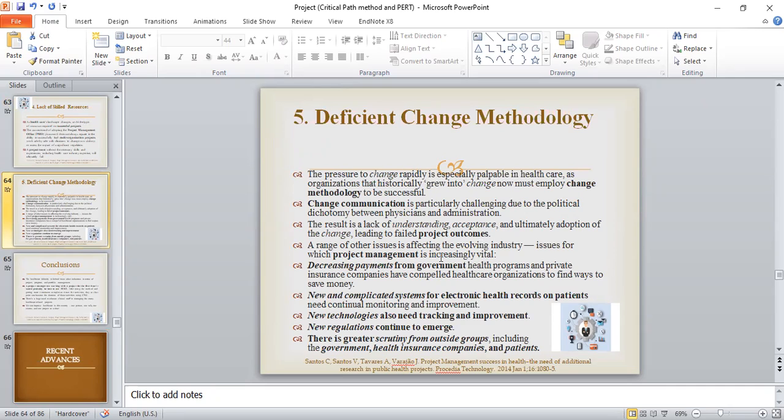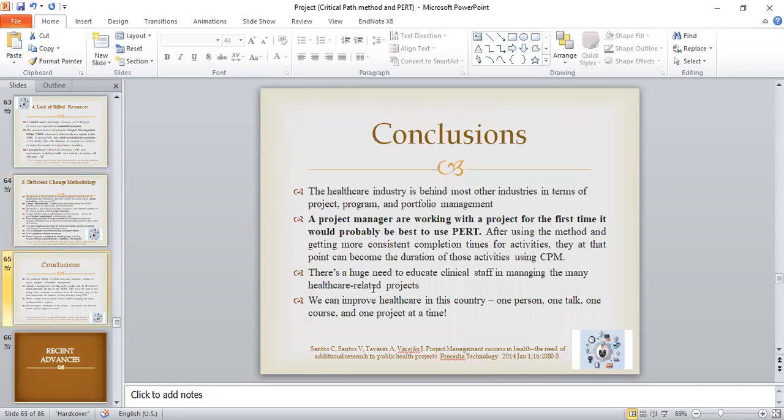Issues for which project management is actually vital include decreasing payments from governments, new and complicated systems for electronic health records on patients, and new technologies and new regulations that continue to emerge. There is greater scrutiny from outside groups, including government, health insurance companies, and patients, which include deficient health methodology, which is the biggest challenge in healthcare public health project management. Conclusion: the healthcare industry is behind most other industries in terms of project, program, and portfolio management.